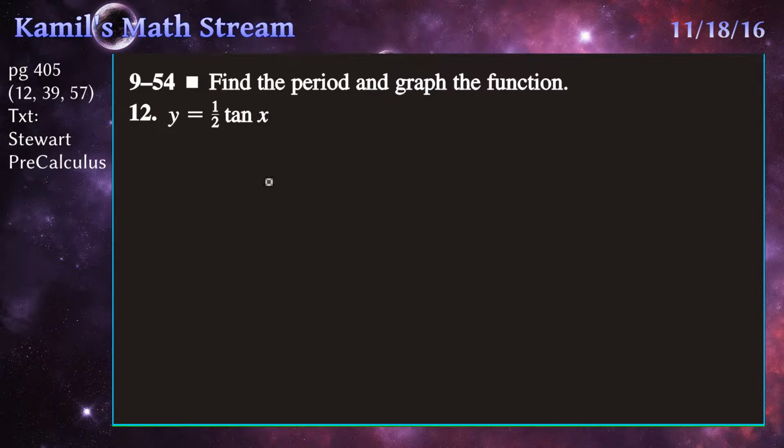Okay. So we have: find the period and graph the function y equals 1/2 tan x. So we know that tan has a bunch of stuff like that. And then you go like this, and you go like that, and then you go like this to the other asymptote. That's what it looks like. So what we're gonna do is we're gonna do this.